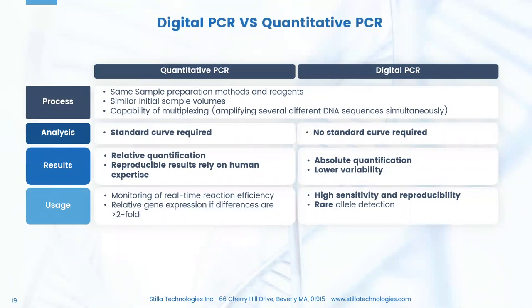To briefly compare digital PCR to qPCR, both processes share the same sample preparation methods and reagents, have similar sample volumes, and both methods are capable of multiplexing. When it comes to analysis, digital PCR does not require a standard curve or calibration of the results. Therefore, digital PCR allows for the absolute quantification of results with lower variability. And finally, digital PCR demonstrates higher sensitivity and reproducibility as compared to qPCR, rendering it a more effective technique to detect rare or low-level events.